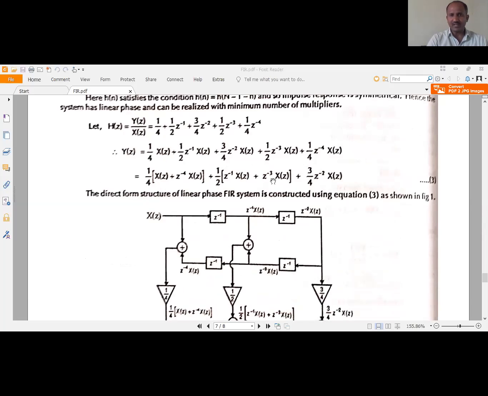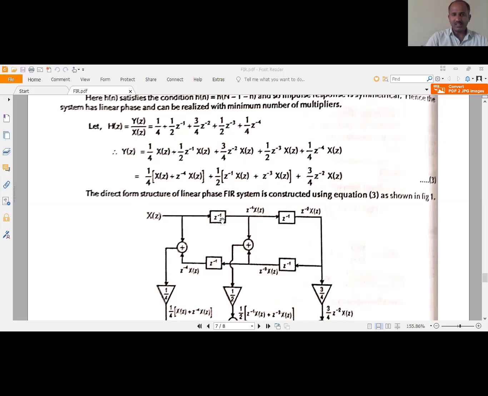And 4 adders are required, 3 multipliers are required, and 4 delay elements are required. So totally 4 delay elements have been used in equation number 3. The input is x of z and the output is y of z, with 3 multipliers, 4 delay elements, and 1, 2, 3, 4 adders required.